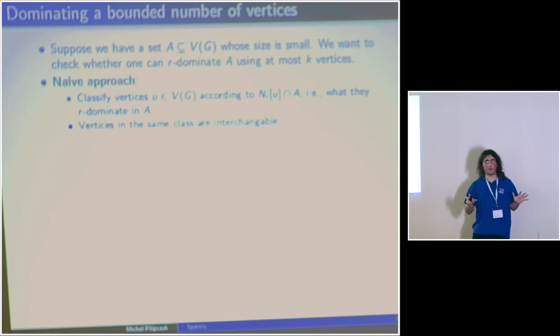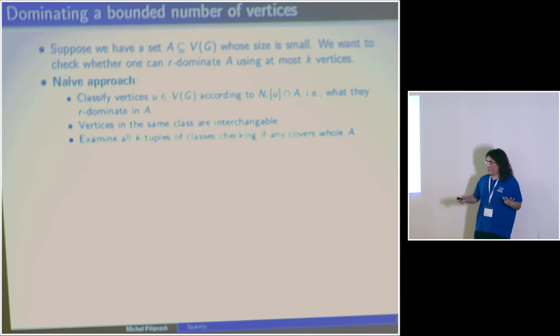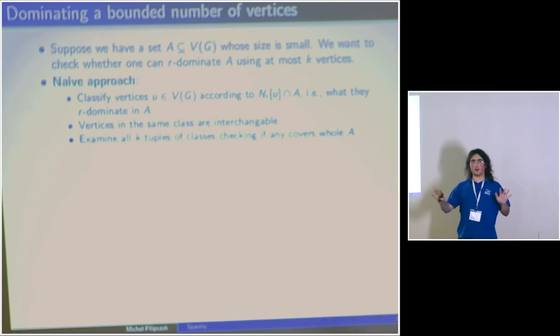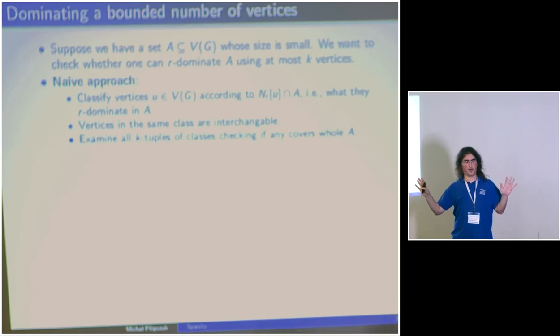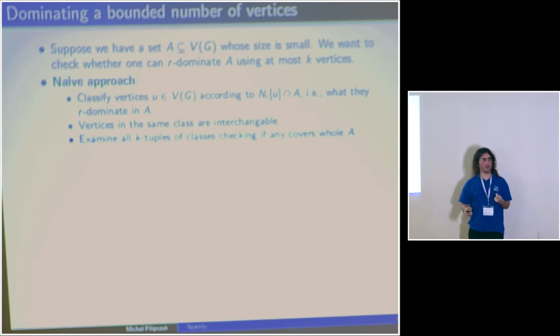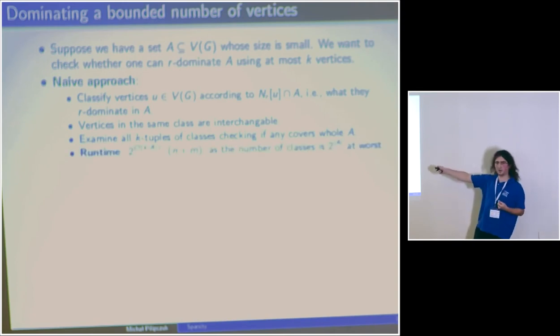Two vertices that have exactly the same r-neighborhood in A are actually functionally equivalent, yeah? Meaning they cover the same thing. Yes? So then I partition vertices into those classes. There are at most 2 to the size of A classes. Yes? And I just guess k classes from which I will take vertices. I iterate through all k-tuples of classes. What is the running time? The number of classes is 2 to the power |A|. Yes? And I iterate through all k-tuples. So you get 2 to the power k times |A|, times, you can do it in linear time. Right?